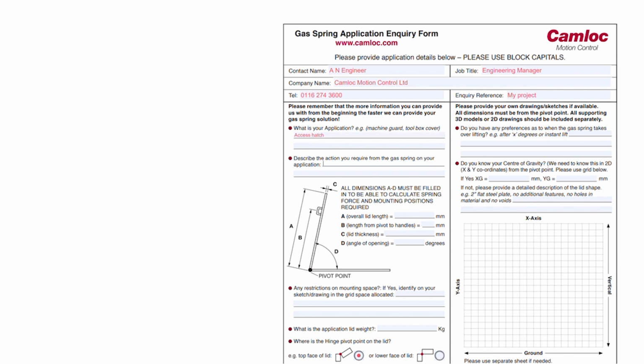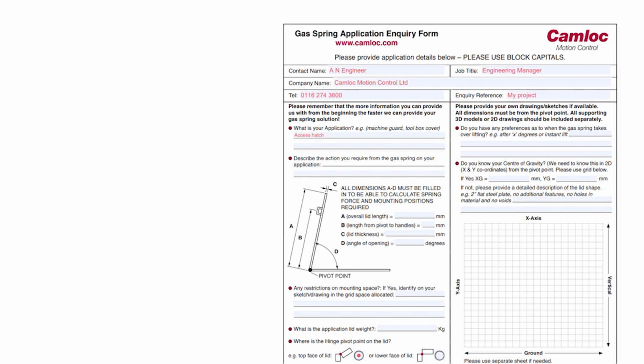We then ask you to describe the action you require from the gas strut on your application. This can be something very simple. It can be saying that you just want it to lift from a horizontal to a vertical position, as we'll probably see in some kind of access hatch application. It could be something far more technical that you want to try and get across to us with it.